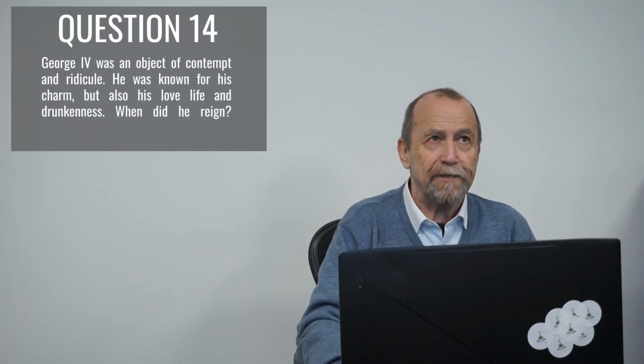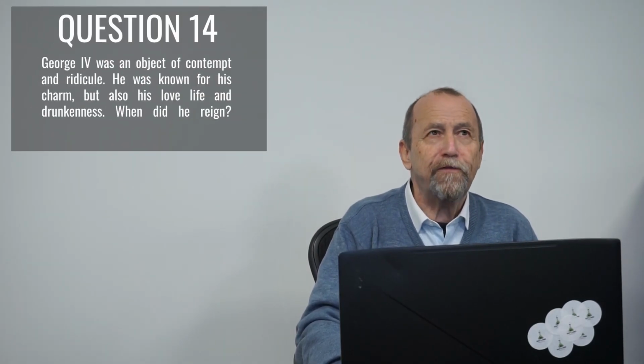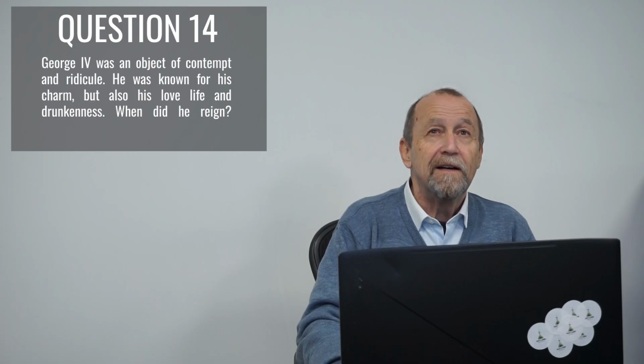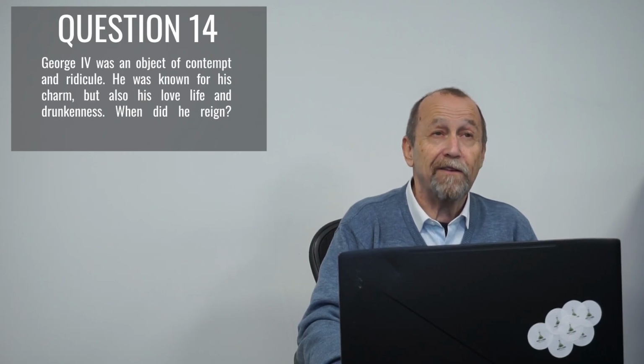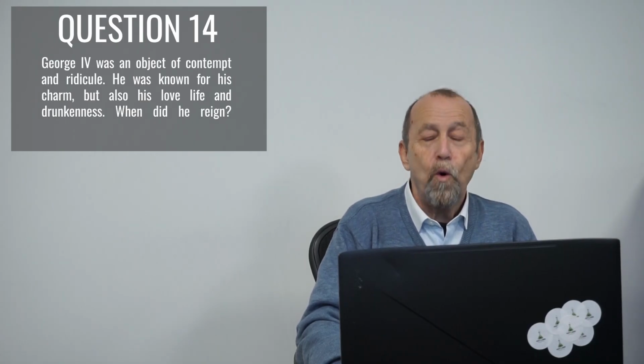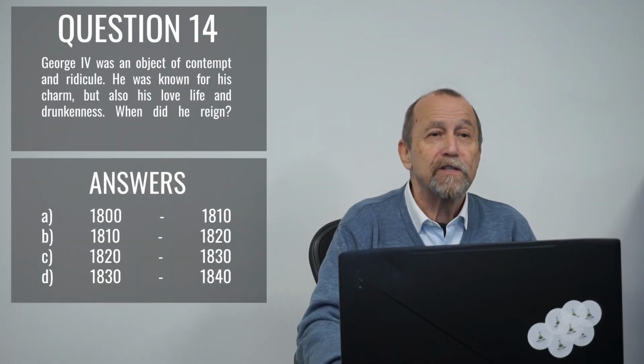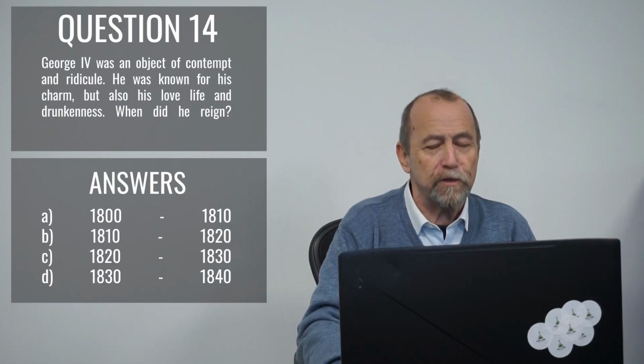Question 14. George IV was an object of contempt and ridicule, but he was also known for his charm, but also his love life and his drunkenness. When did he reign? Was it 1800 to 1810, 1810 to 1820, 1820 to 1830, or 1830 to 1840?